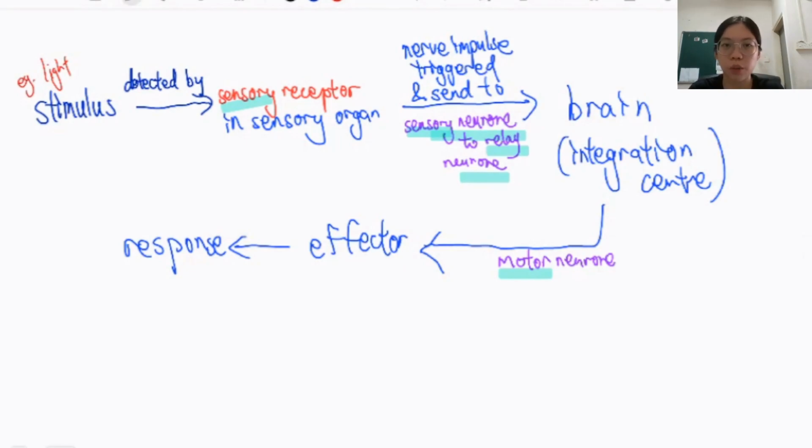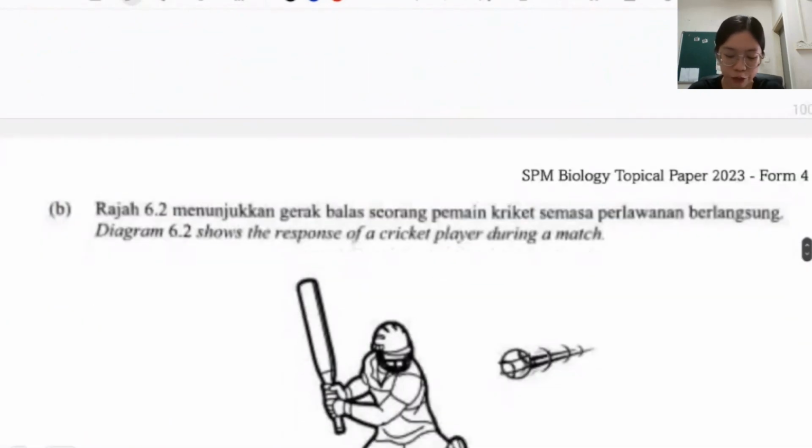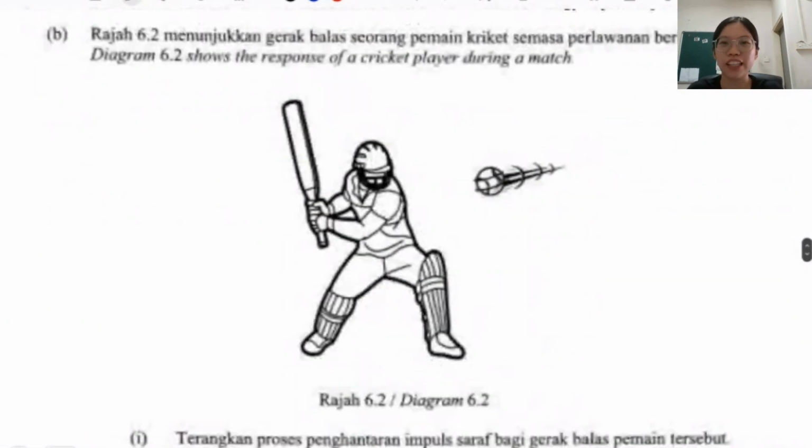So let's say you want to slap someone. Okay, so effector is your skeletal muscle. So you produce response to, yeah, don't do violence. Sorry. Okay, so for this part, it's not slapping.